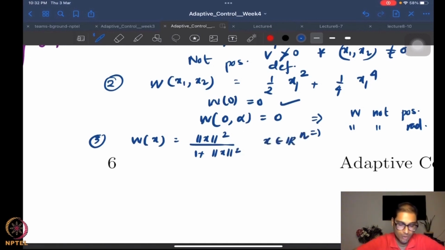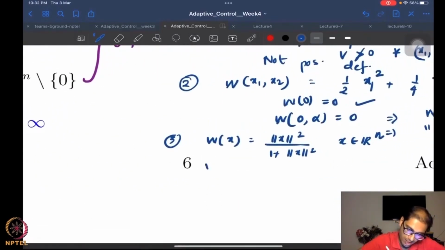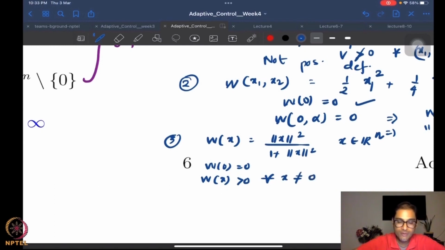Yeah. So what about this? Does this satisfy the first two conditions? W of 0 is in fact 0. Yes. What else? W of x is in fact positive for all x not equal to 0. It's obvious because if x is not 0, norm x is positive. We already made this argument.